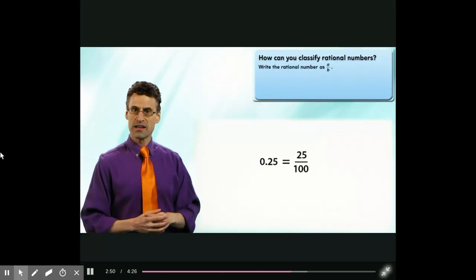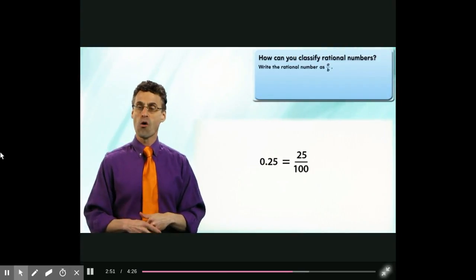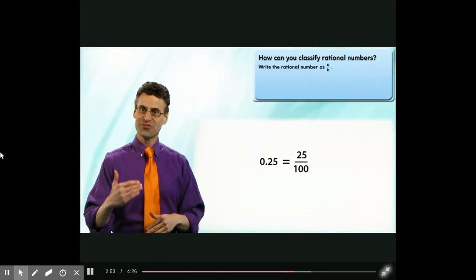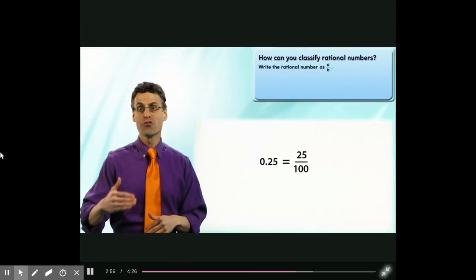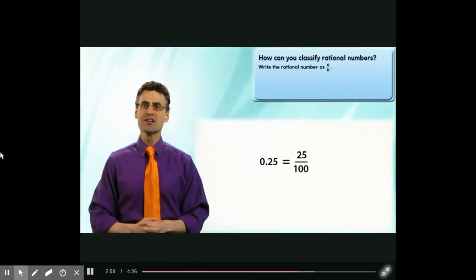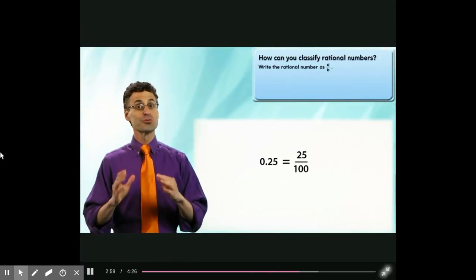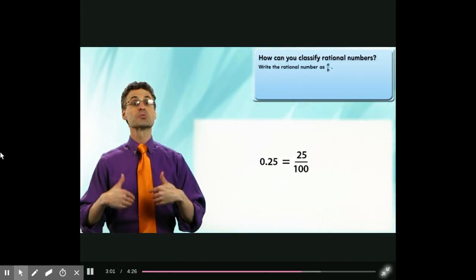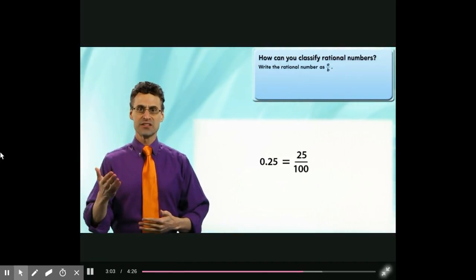So in fact, 0.25 is really equal to 25 divided by 100, or 25 over 100. Integer over an integer, it's a rational number. So even 0.25 is really a rational number in disguise, because we can write it as integer over integer.